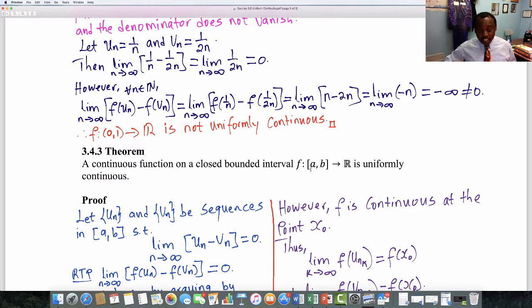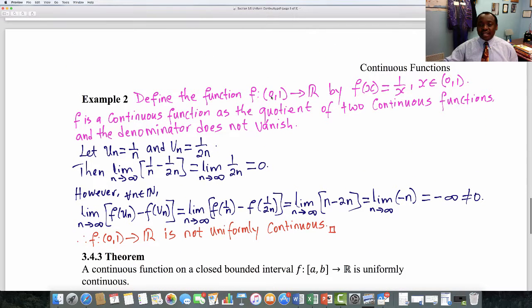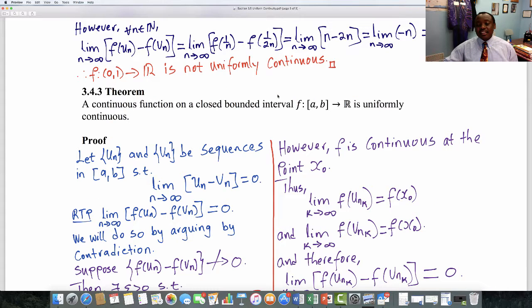So yes, a continuous function can be guaranteed to be uniformly continuous as long as the domain is a closed bounded interval. Observe that in the first case, the domain was the set of real numbers, which is unbounded. In the second case, the domain was the open interval (0, 1). It is bounded, but it is not closed. In this case, the domain is both closed and bounded, which means it is compact. So if f is continuous on a closed bounded interval, then uniform continuity is guaranteed. And that would be the last theorem we would prove in this section.